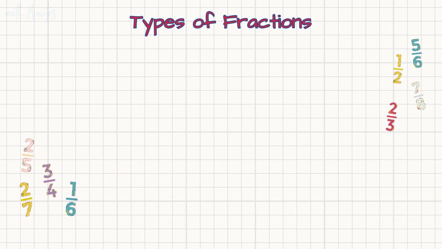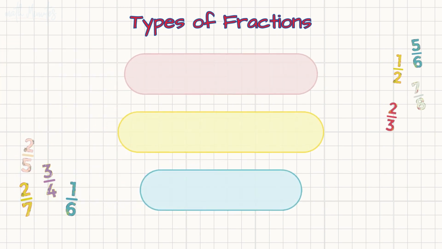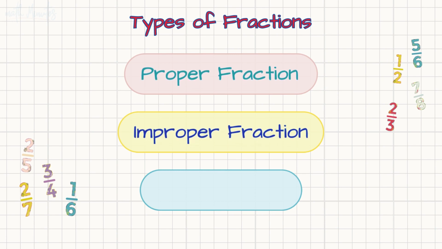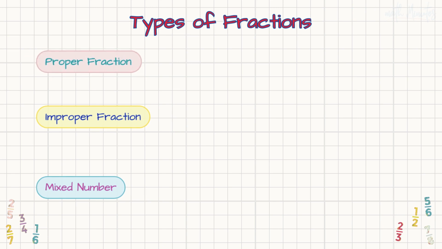Now that we know what fractions are, let's explore the different types. Fractions can be classified into 3 main categories: proper fractions, improper fractions, and mixed numbers. 1. Proper fraction. A proper fraction is when the numerator is smaller than the denominator. For instance, 2/5 or 7/8 are proper fractions.